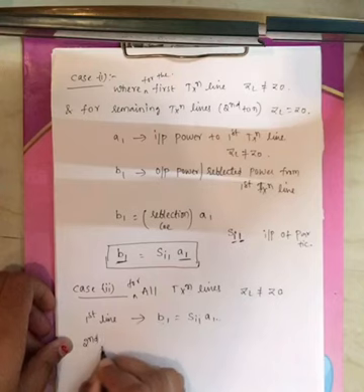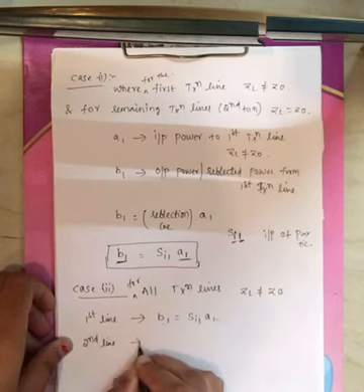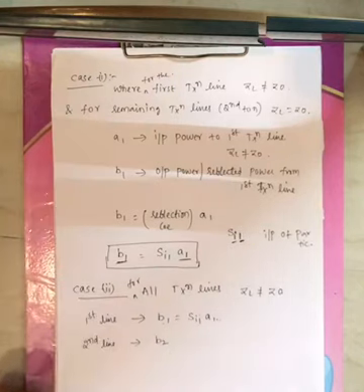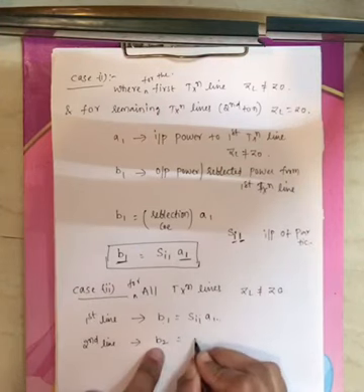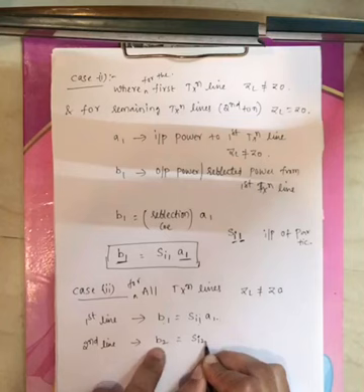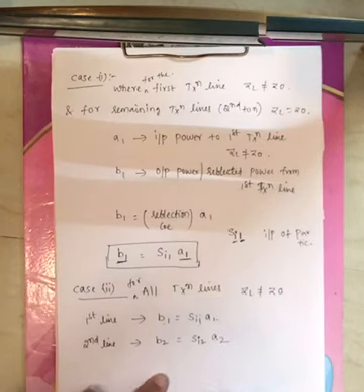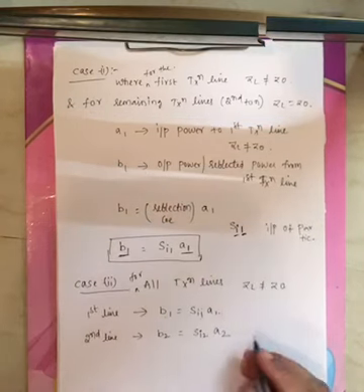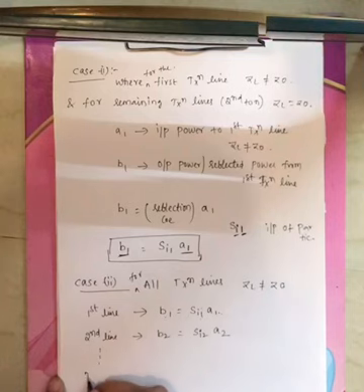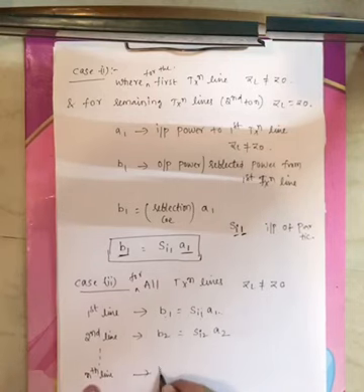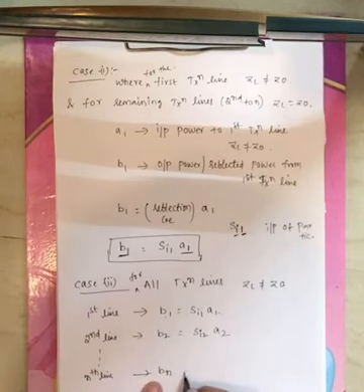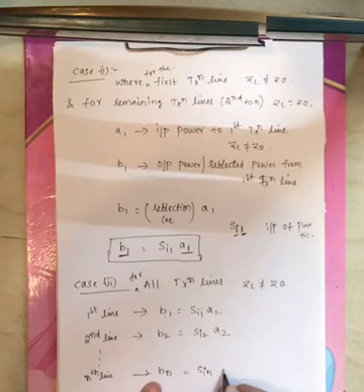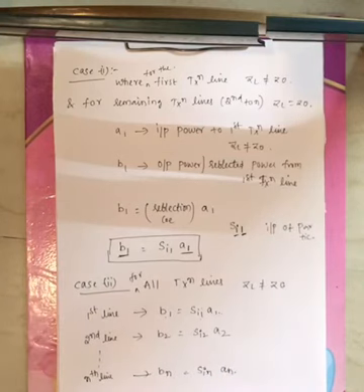Now for the second line, what will you get? For the second transmission line, B2 is the reflected power, which equals the reflection coefficient S22 times the incident power A2. Now this varies up to the nth transmission line. What is the nth transmission line's reflected power? It is denoted by Bn, which equals Snn, and the incident power is An.